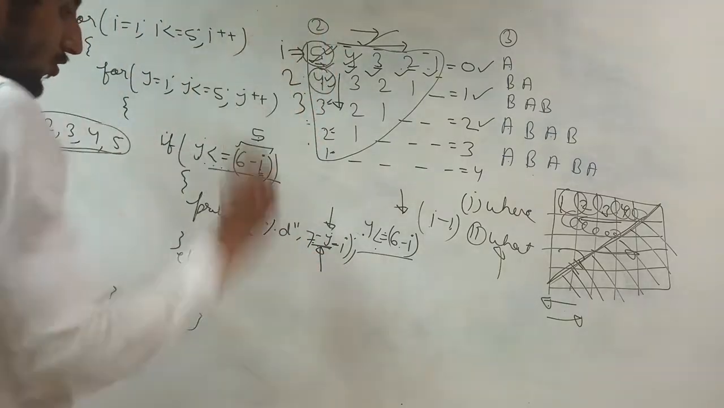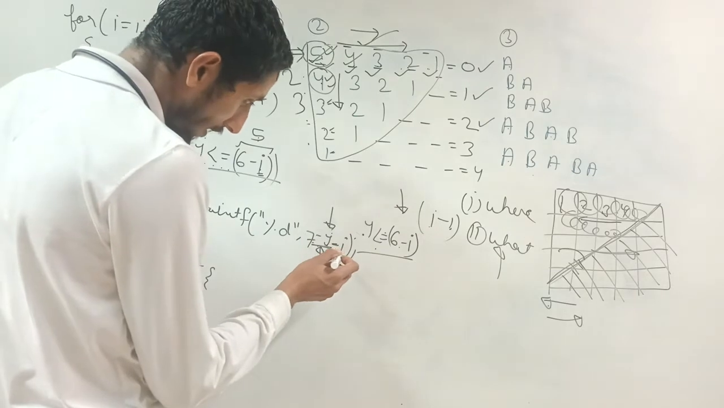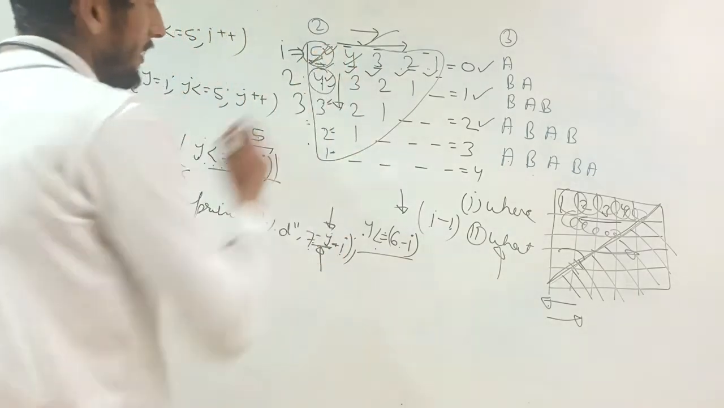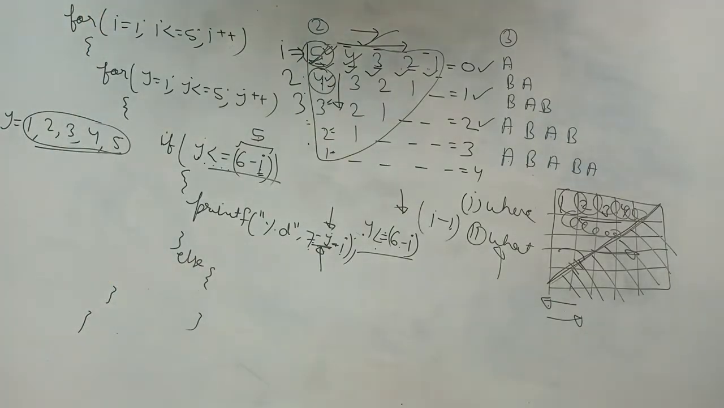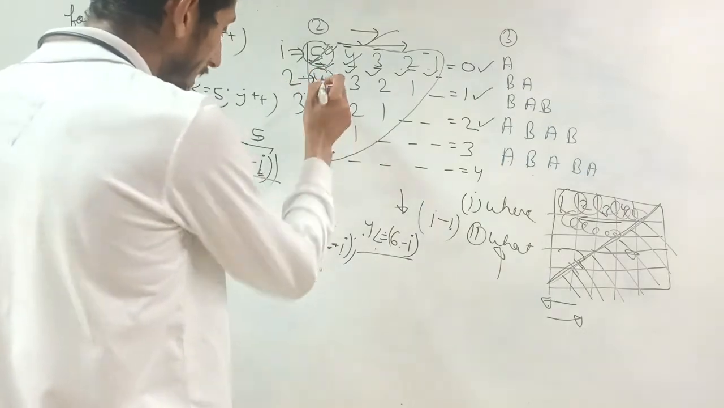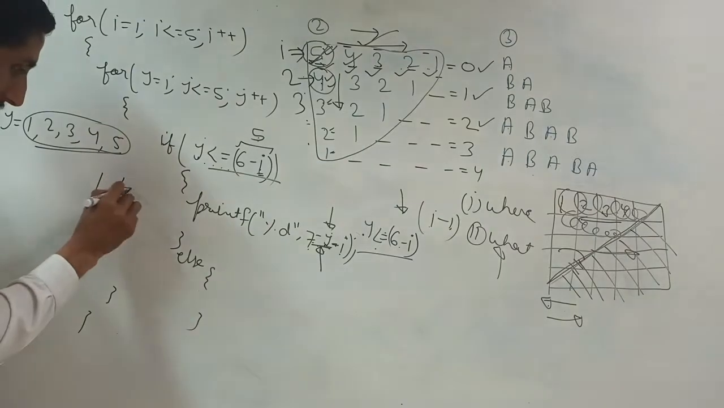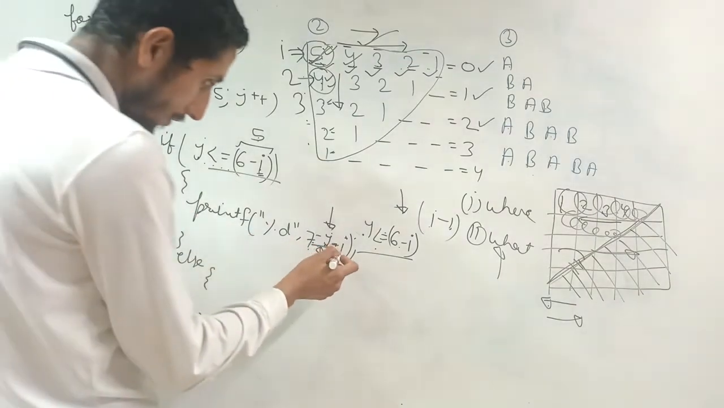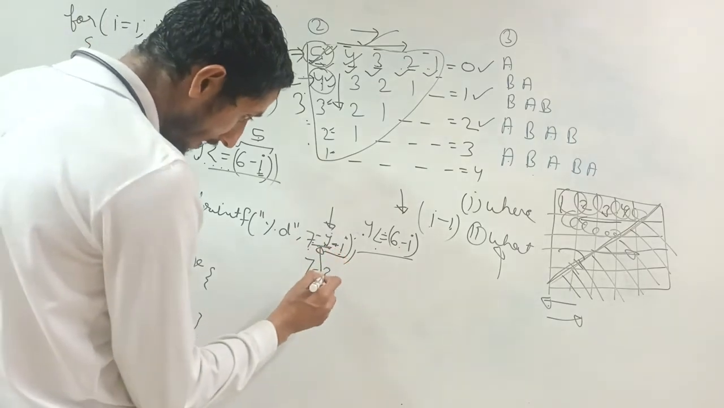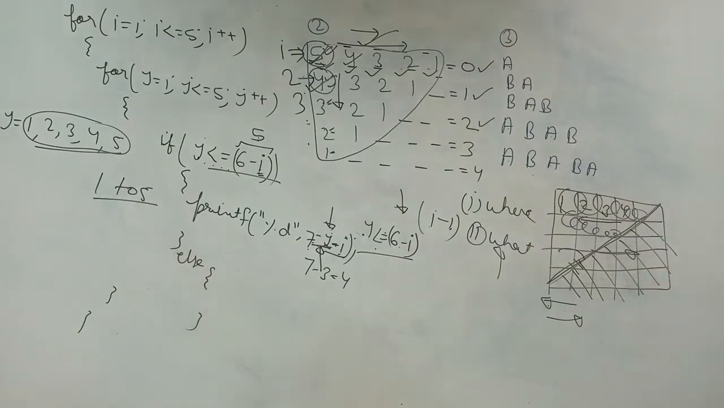So for this row, what is going to happen? The value of j is 1, the value of i is 1. So 1 plus 1 becomes 2, and 7 minus 2 becomes 5. It means it will start from 5. But for the next row, the value of i becomes 2. So j will vary from 1 to 5, and the value of i becomes 2. So 1 plus 2 becomes 3, and 7 minus 3 becomes 4. It will start from 4. Are you following this one?